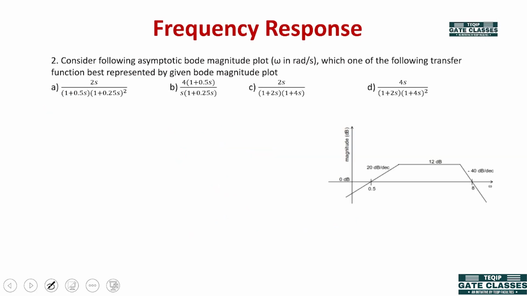Okay, so let's move on to the next question. So we have this Bode plot. We have to find the transfer function using this Bode plot. So let's analyze this Bode plot. The initial slope of this Bode plot is plus 20 dB per decade. So it has a zero at origin, that is the first factor is s.